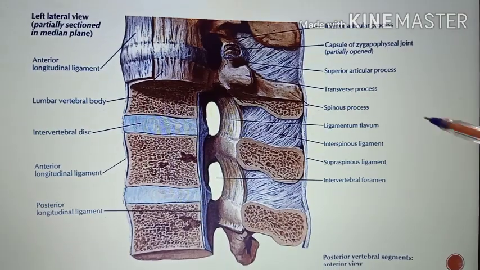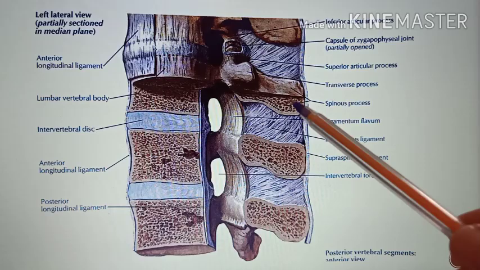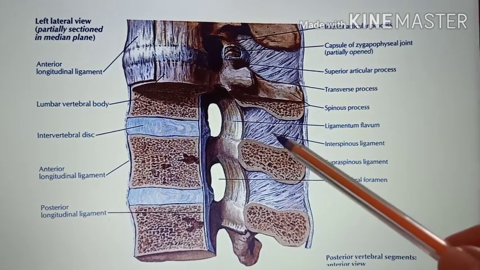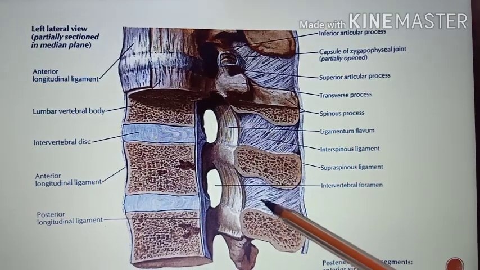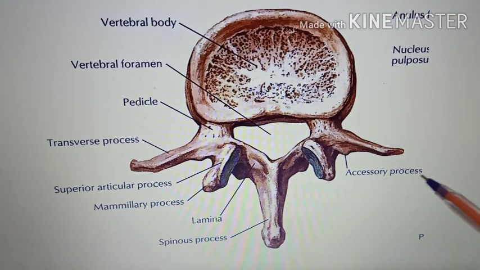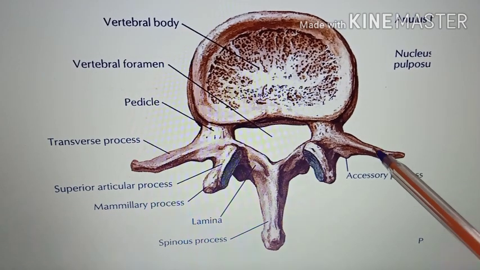So this slide is showing the spinous processes. In between the spines is the attachment of the ligament, so this is the interspinous ligament. Now we will see the transverse process. So these are the transverse processes.